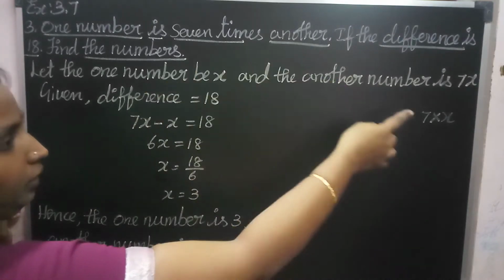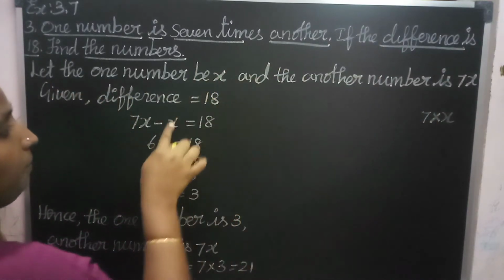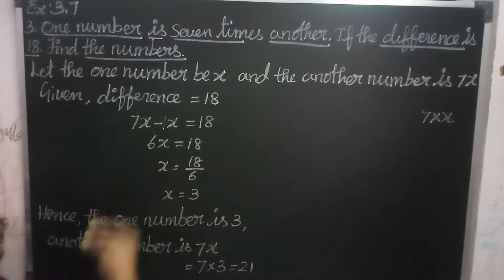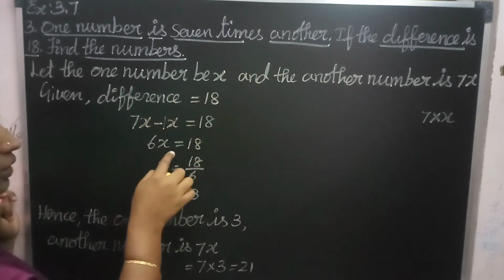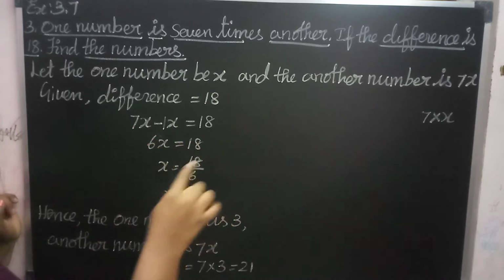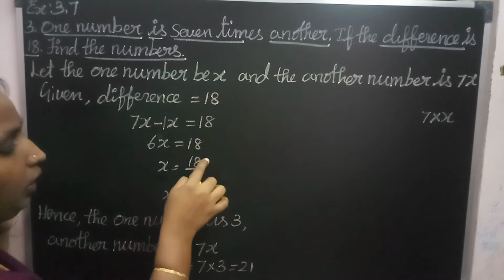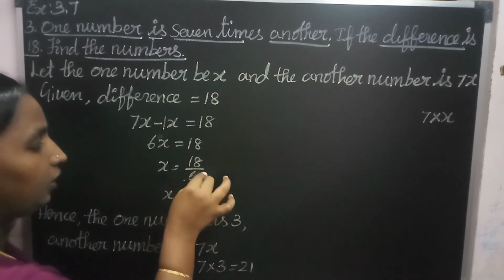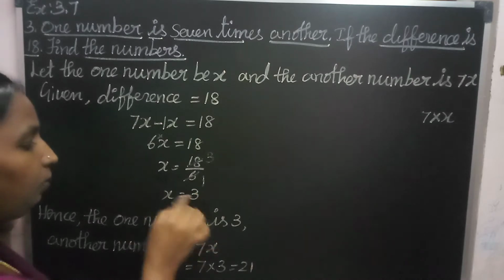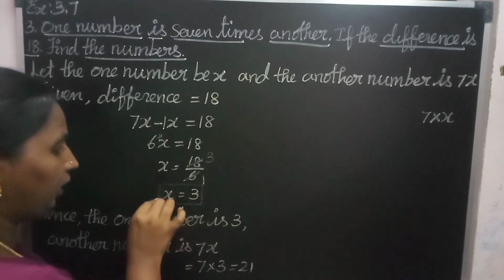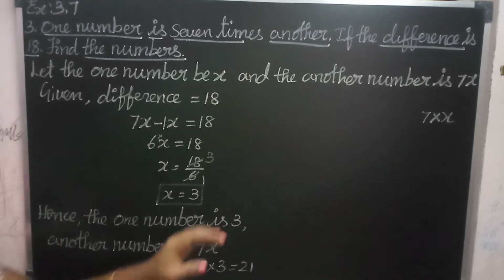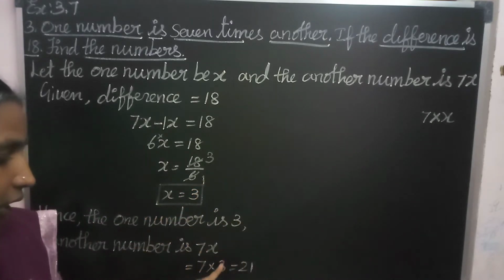Difference means you have to subtract. So 7x minus x equal to 18. 7x minus 1x equal to 6x. 6x equal to 18. So 6 into x, 6 goes to that side, now divide. x equal to 18 divided by 6. You can cancel this. 6 ones are 6, 6 threes are 18. x equal to 3.